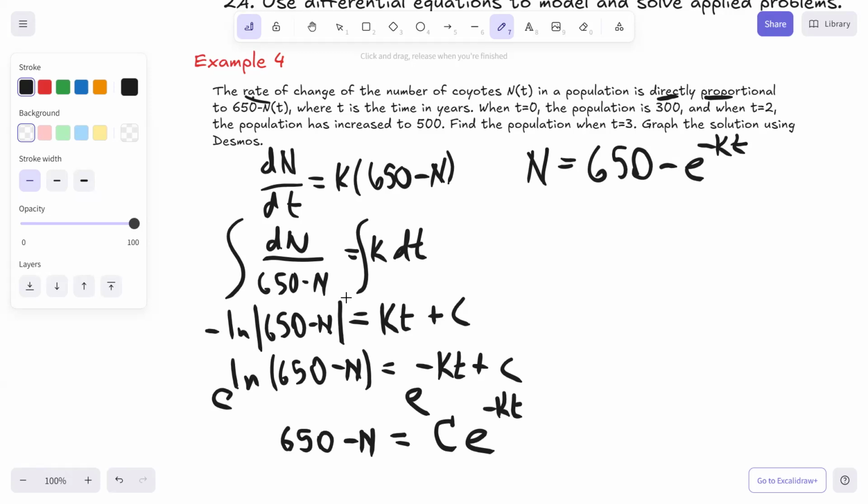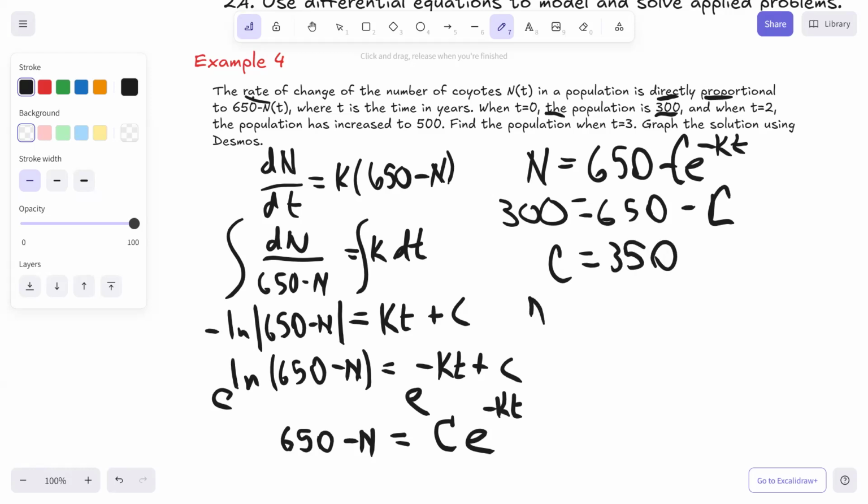Also, we know that the population is 300 when t is 0. So 300 equals 650 minus c, when we plug in 0, we get 650 minus c times 1. I forgot the c there, that's why. So c is equal to 650 minus 300, which is 350. So N is equal to 650 minus 350 e to the negative kt.